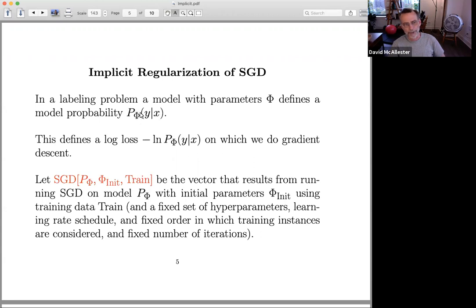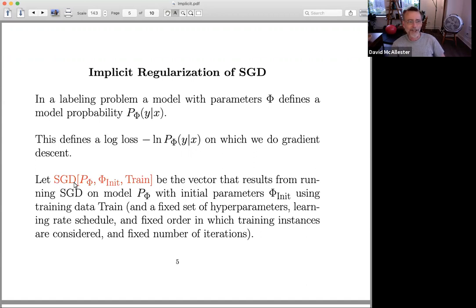Given a parameter setting phi, this P phi gives us a loss, right? The log loss is minus log probability of y given x. And we want to minimize the expectation of this over draws of x, y. And that's what we're going to do gradient descent on, the cross entropy loss. Just what we've been doing all along.